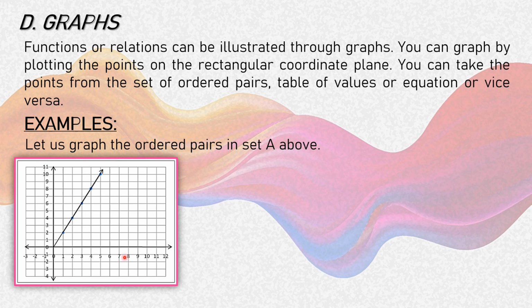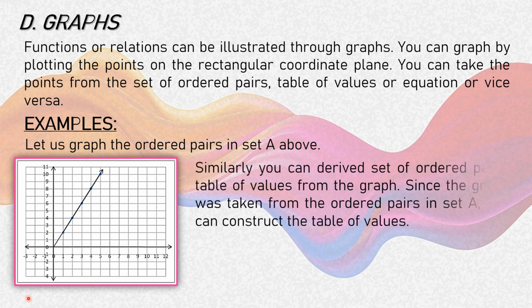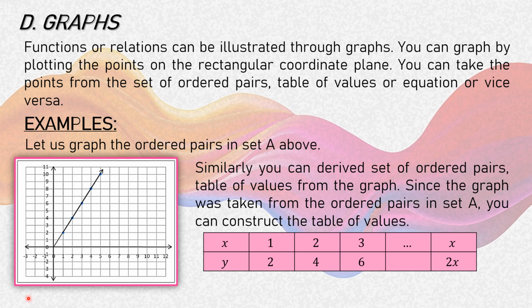So ang graph na ito ay nakuha natin doon sa ating set A kanina, wherein range is twice the domain. So, meron tayong graph. Similarly, you can derive set of ordered pairs and table of values from the graph. Since the graph was taken from the ordered pairs in set A, you can construct the table of values. So, using the graph, nakapag-construct tayo ng table of values wherein x is the x-axis and y is the y-axis.